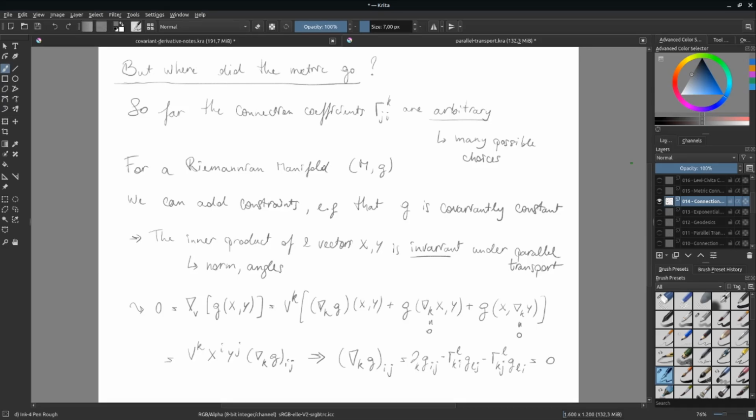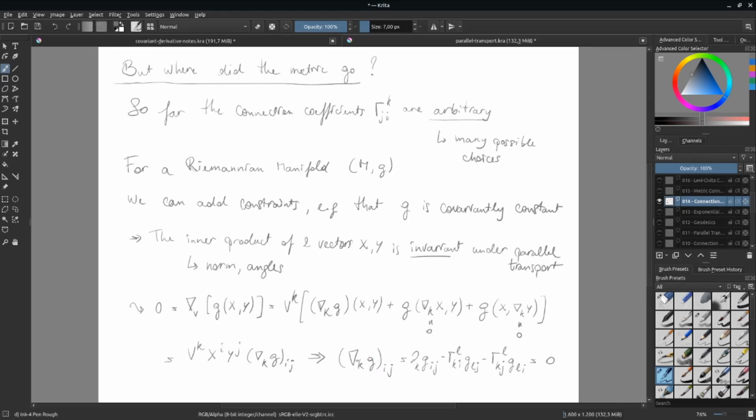But if we have a Riemannian manifold with a metric g, we can add constraints that make sense with respect to that metric. In particular, we can ask that the metric is covariantly constant, as in the inner product of two vectors x, y should be invariant under parallel transport. As a corollary, the norm of a vector and the angle between two vectors are also preserved under parallel transport. If we translate this into equations, we get that 0 should be equal to the covariant derivative along some v of g(x, y), and turn the crank.